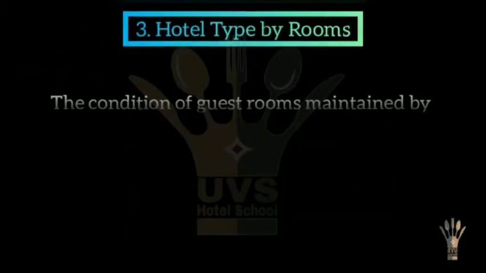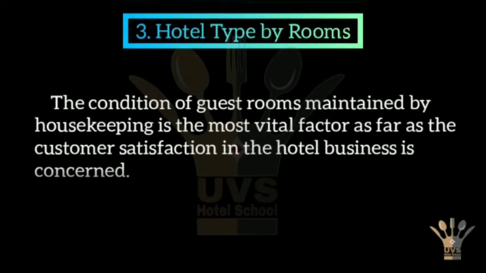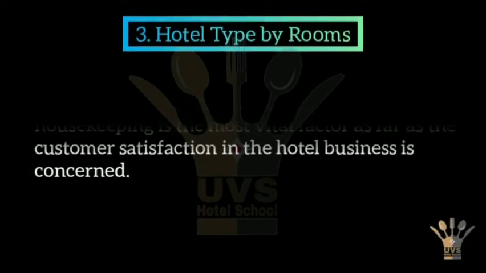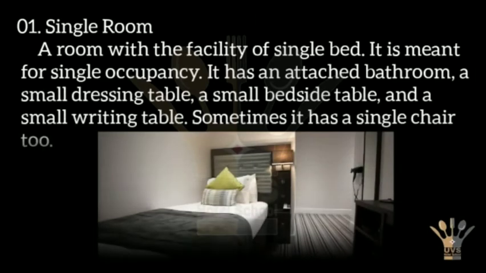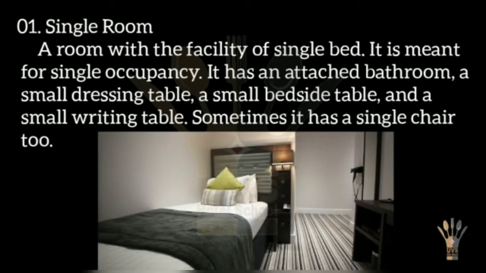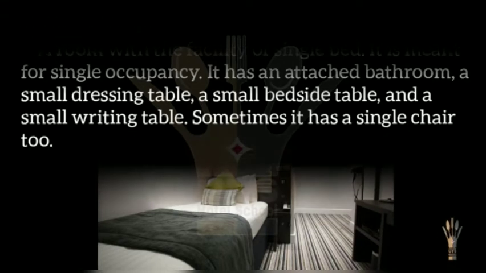Types of hotel rooms. The condition of guest rooms maintained by housekeeping is the most vital factor as far as customer satisfaction in the hotel business is concerned. 1. Single room. A room with the facility of a single bed. It is meant for single occupancy. It has an attached bathroom, a small dressing table, a small bedside table, and a small writing table. Sometimes it has a single chair too.